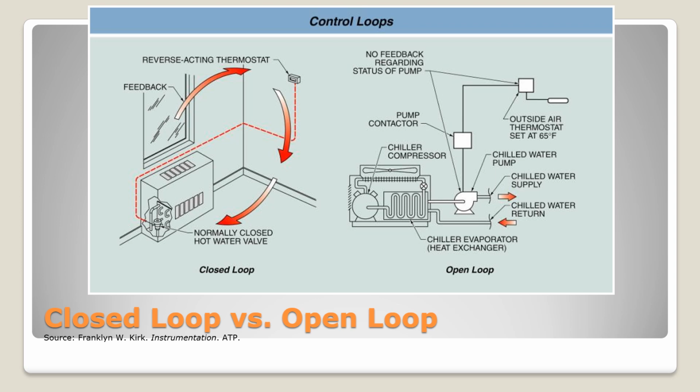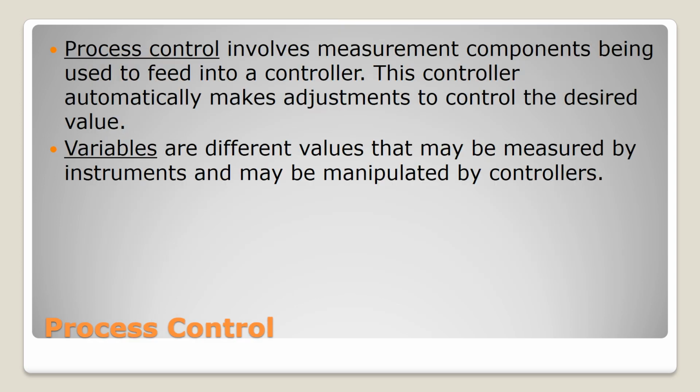On the right, we have an open loop system. Here, we have a system that doesn't respond based on what's actually happening. It just looks at the outside air temperature, but there's no feedback. So it just gives you a flow of chilled water, providing some sort of cooling to a load, but it's acting independently of what's actually happening. Since it's acting independently of what's actually happening, in most cases it's not as desirable as the closed loop where we have a feedback.